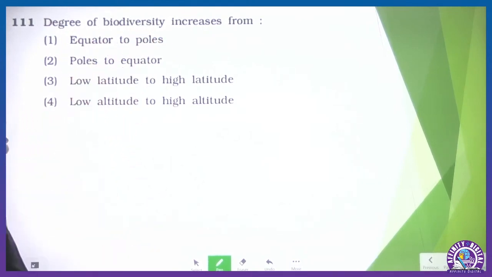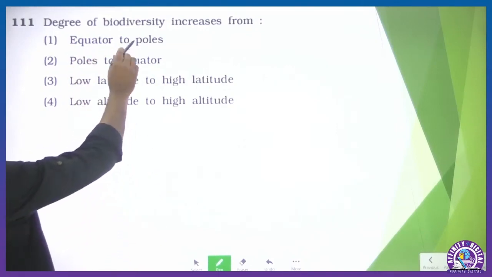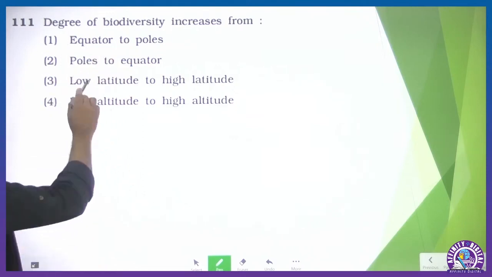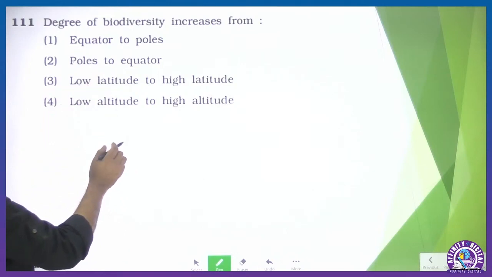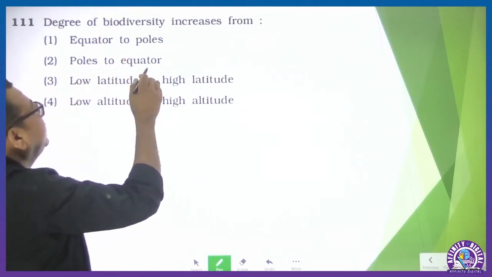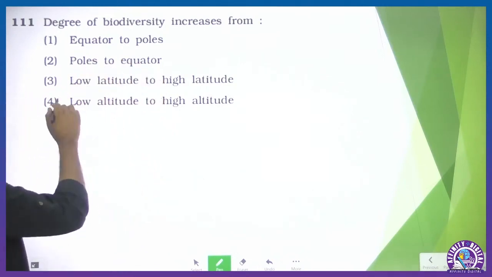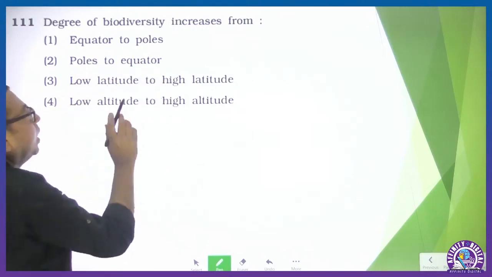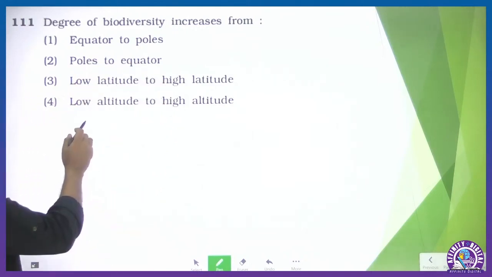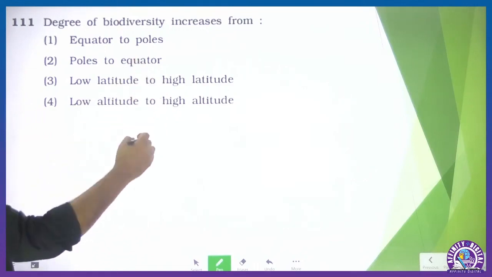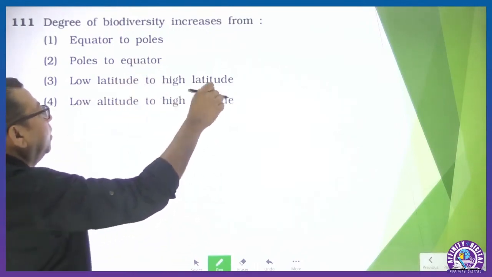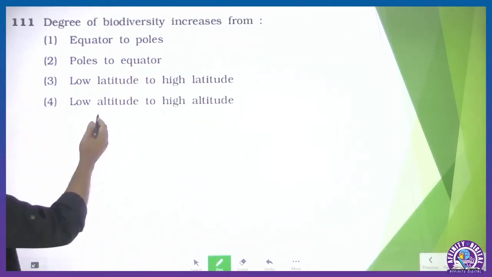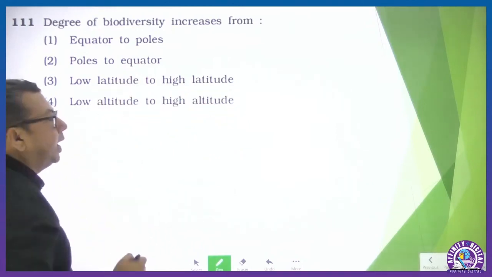Equator to poles, or poles to equator? It should be poles to equator. Option 2 is exactly that, poles to equator. Poles to equator means high latitude to low latitude. But in option 3, low latitude to high latitude is given. And what is given in option 4? With respect to a mountain, biodiversity should increase from high altitude to low altitude. Here, low altitude to high altitude is given.